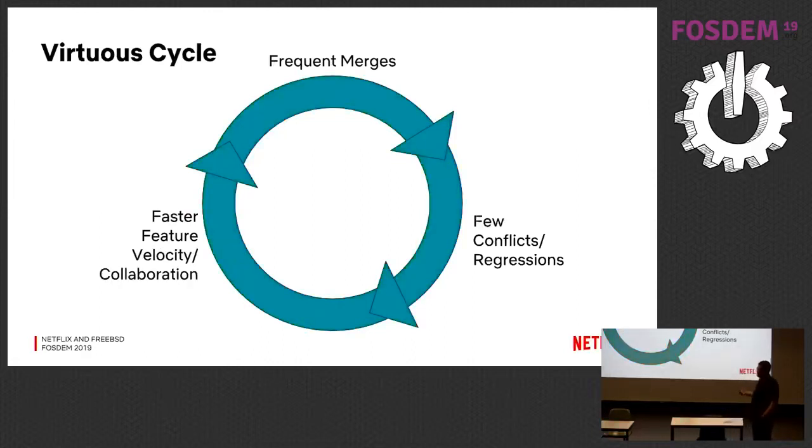You can compare that to what I call the virtuous cycle, which starts with frequent merges of the development code. When you're frequently merging the development code, you're diverging from it less over time. And that means that each merge is much easier. There'll probably still be conflicts, there'll probably still be regressions, but there should be fewer of them, and each merge should be much easier to handle.